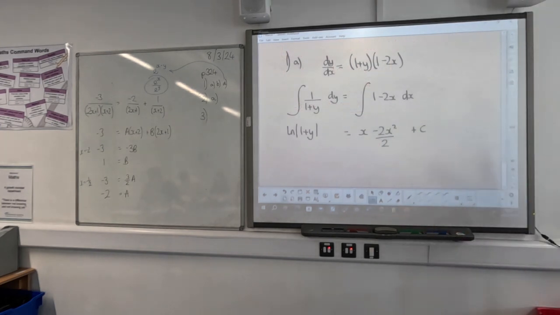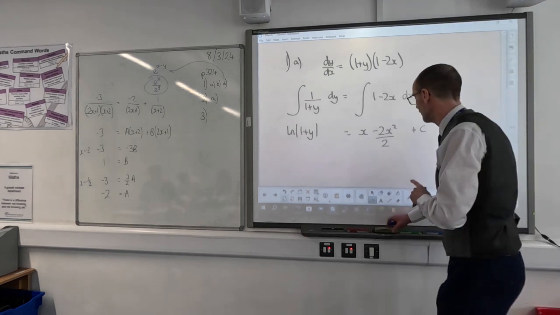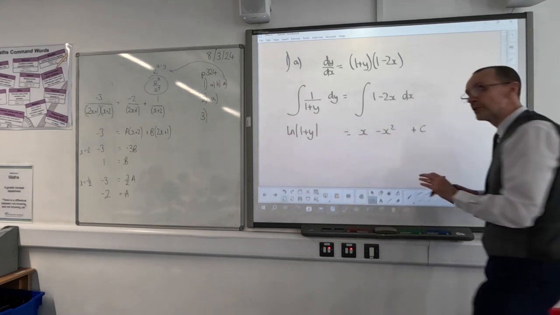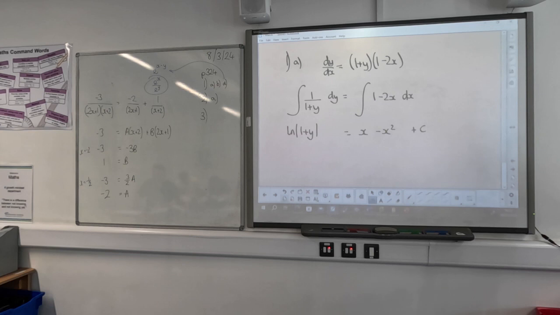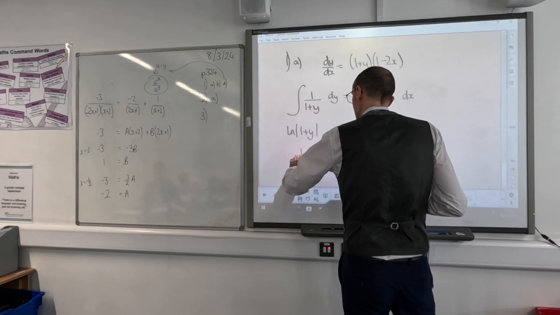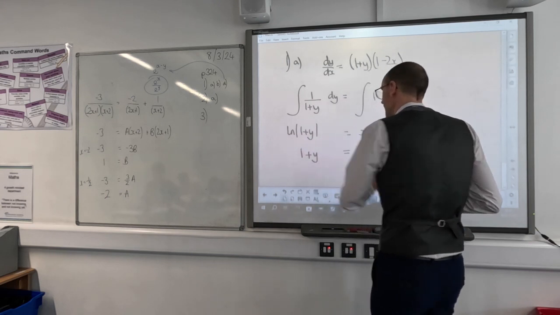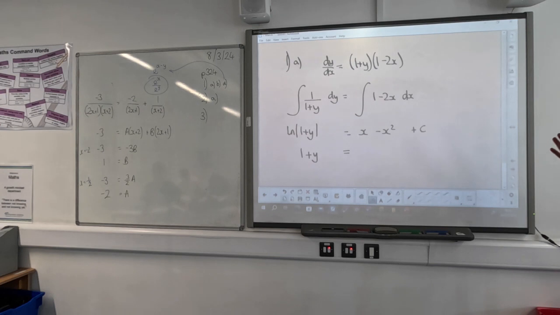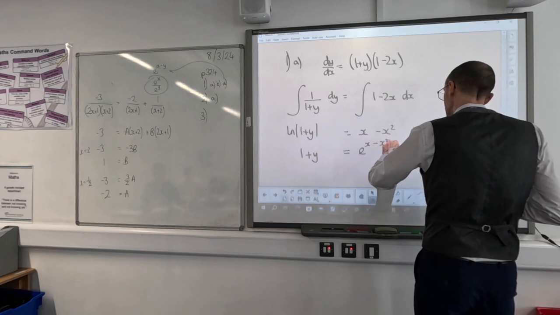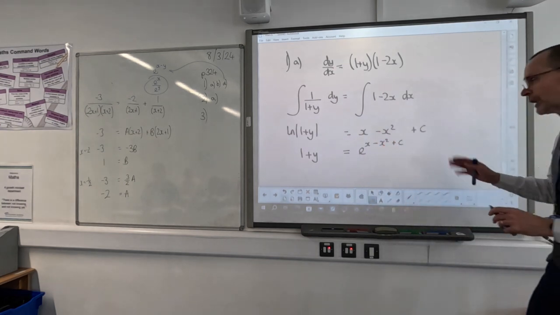So I'm going to do this, the first one, which is a little bit more straightforward. The left-hand side becomes a log. The right-hand side is just something we can integrate as normal. Minus 2x squared over 2 is just minus x squared. And I'm going to do it in two ways. The question says write it as y equals. So one thing I can do is undo ln, which we do by doing e to the power of. So I would have e to the power of x plus c, and then I could take away 1 from that.